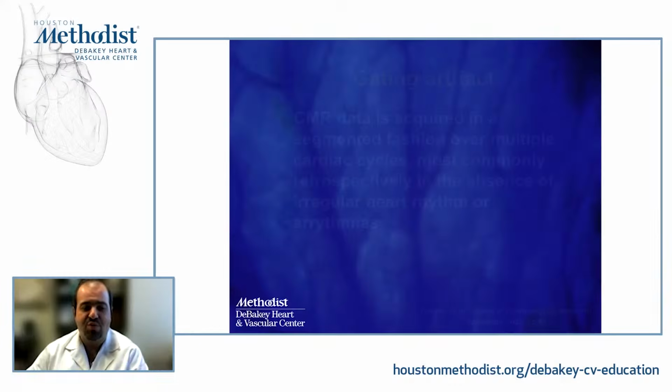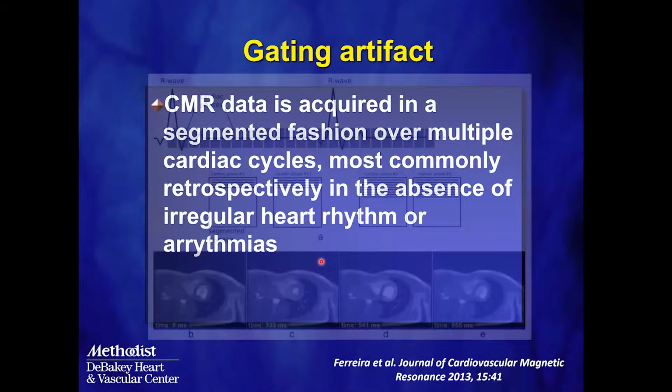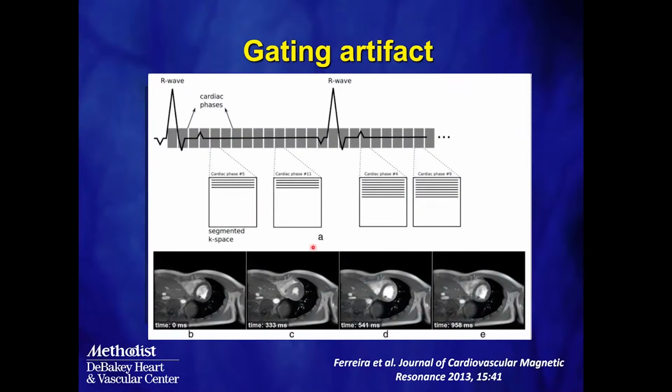Gating artifacts, we do know that cardiac MRI data is usually acquired in a segmented fashion, meaning that we actually fill per RR interval multiple lines of data over multiple cardiac cycles. And the most common cardiac gating we have is the retrospective in the absence of irregular heart rhythm or arrhythmias. So this is typically what we see.